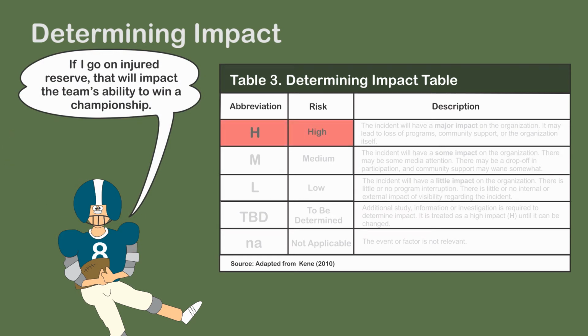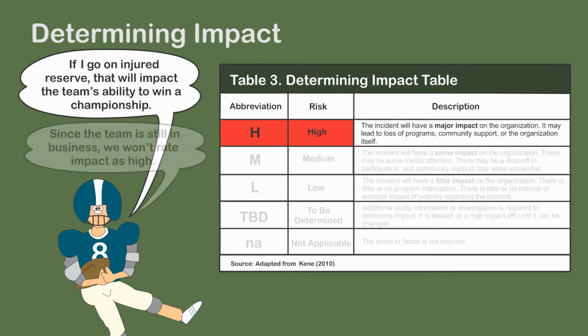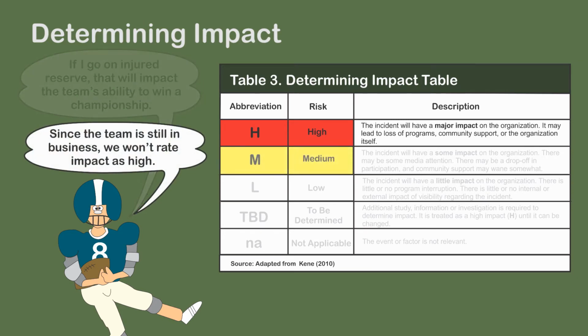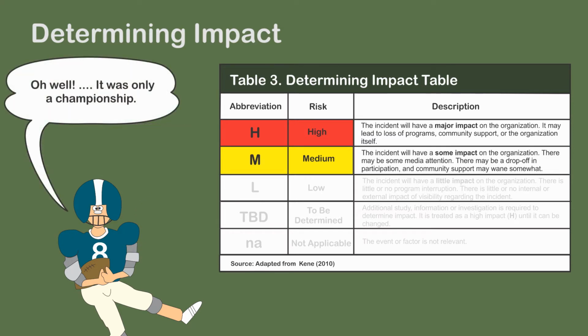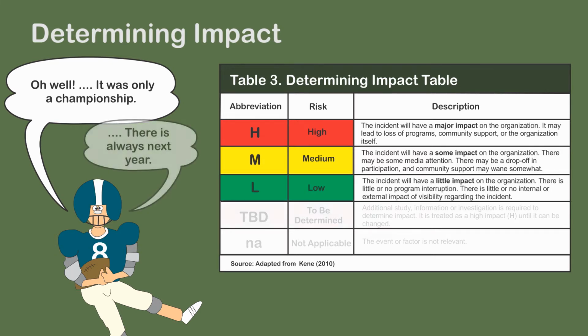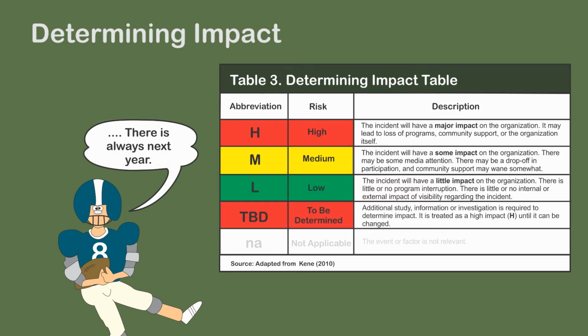Think of high impact as having a major impact such as closing the business or ending the program. Medium impact denotes some bad press, some loss of program, but the program and agency survive. Low impact indicates little or no decline in the program or agency. As with probability, rate to be determined as high.